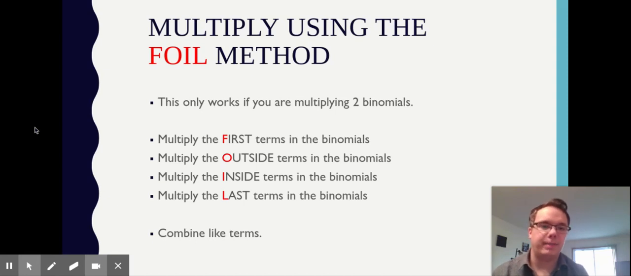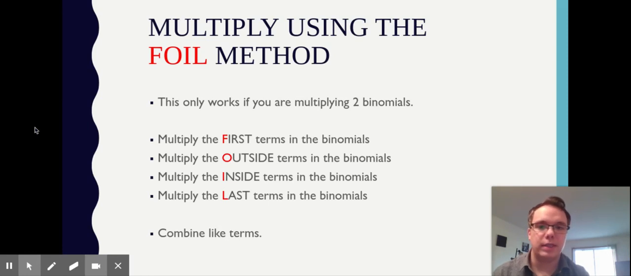So bi means two, nomial means term. So in each parenthesis, we should have only two terms. Whereas with boxing yesterday, we had three terms, and it doesn't matter how many terms there are in each parenthesis because we can add boxes or we can take boxes away. Whereas with FOIL, it only really works if you have two and two. And here's why.